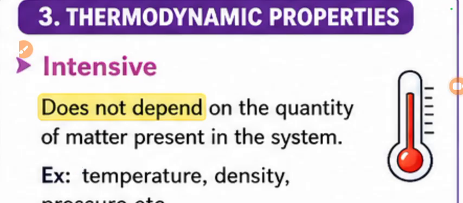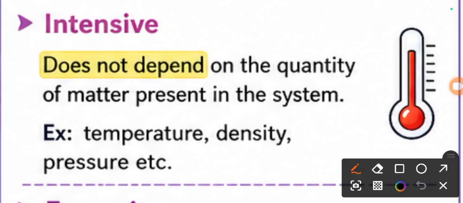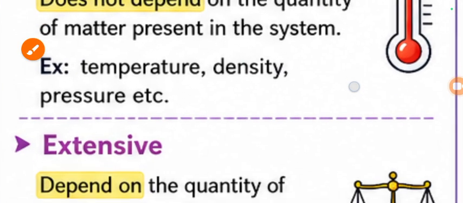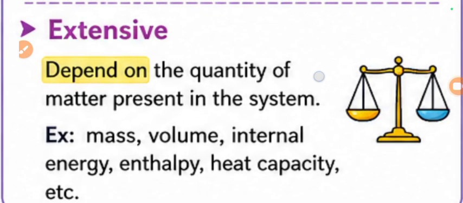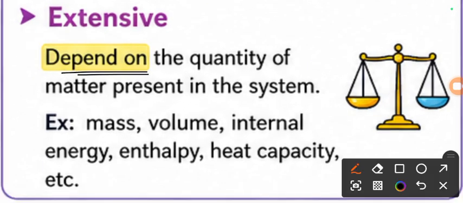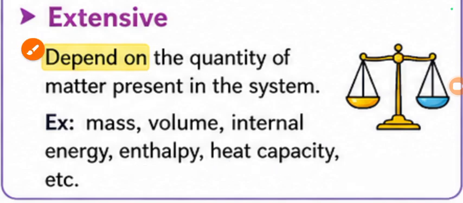Next, thermodynamics property, very important, intensive property. Intensive property is the property that does not depend on the quantity of matter present in the system. Example, temperature, density and pressure. Similarly, extensive property is also very important. Extensive properties are those properties which depend on the quantity of matter present in the system. Example, mass, volume, internal energy, enthalpy and heat capacity. Here the examples are very important for the exam.